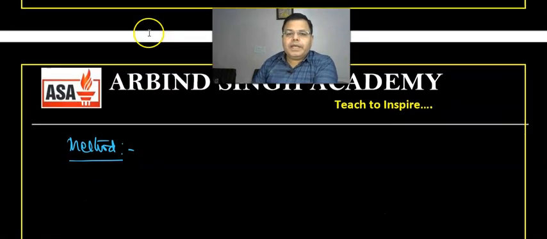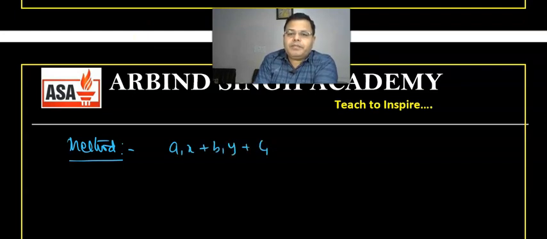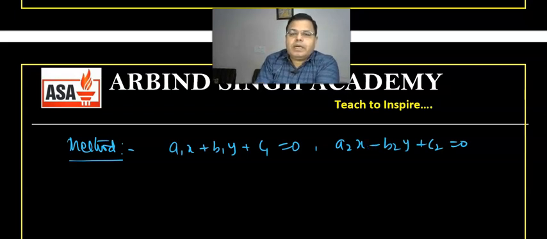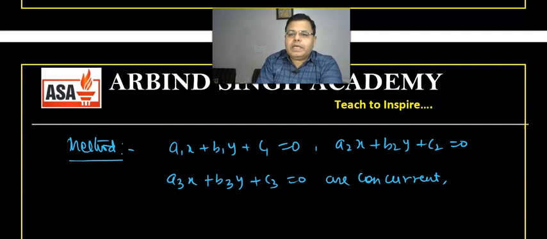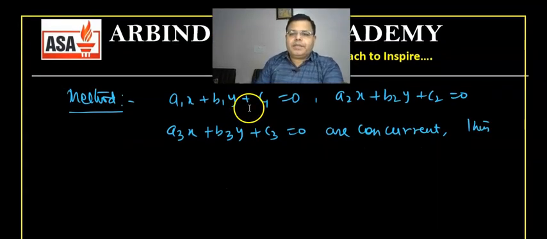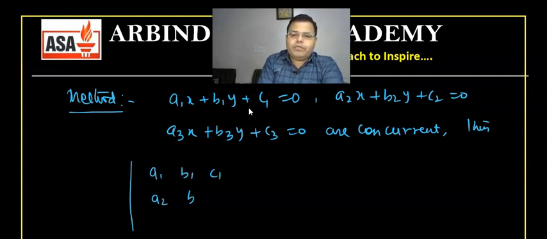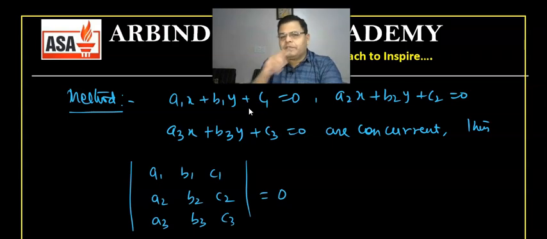So remember this. Here the condition is: if a1x plus b1y plus c1 is equal to 0, a2x plus b2y plus c2 is equal to 0, and a3x plus b3y plus c3 is equal to 0 are concurrent, then in determinant form, the determinant with rows a1, b1, c1; a2, b2, c2; a3, b3, c3 is equal to 0. This is the condition.